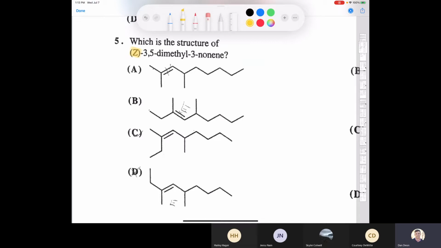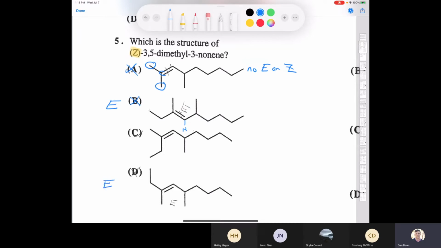A problem that I notice in A right away is that if you look at this carbon right here, we have a methyl group here and a methyl group here. So for this one, there's no E or Z, so we can cross this one off immediately. If you look at B, you can see that the highest priority group is here, and the other highest priority group is there. We have a hydrogen here, and so this is an E compound, so we can cross this one off the list. If you look at D, you can see that this is also an E compound, right?